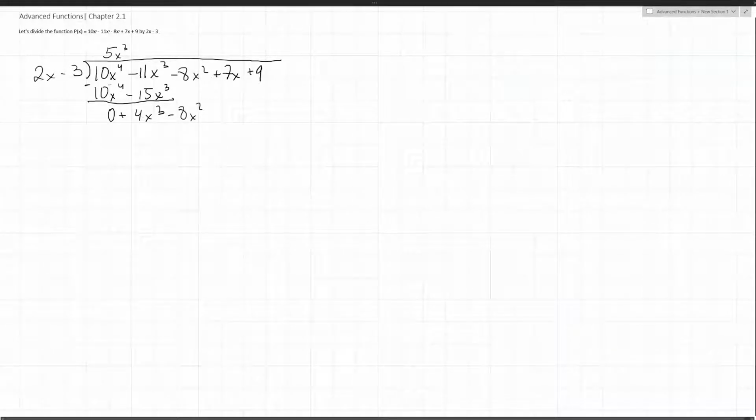Again, we perform the same procedure. How many times does 2x go into 4x to the power 3? Well, it goes into it 2x squared times, right? Because we took this and divided by that. Now, again, we're going to do negative. Also, sorry, this should be positive. The reason why this is positive and this is negative is because we're multiplying by a positive value. Okay, so we have 4x to the power 3, and then 2x squared times negative 3 is negative 6x squared.